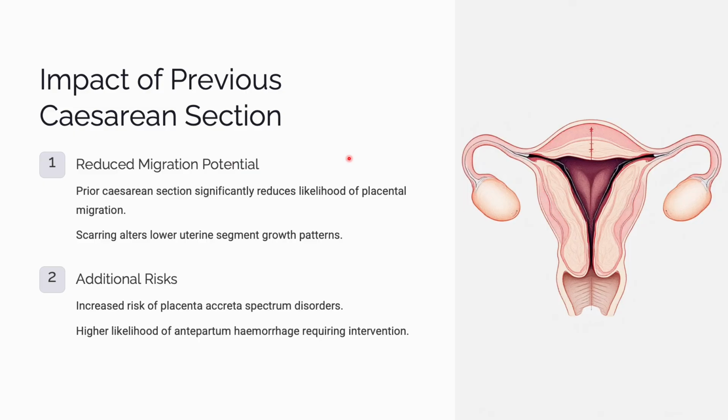Impact of previous cesarean section: obviously it reduces migration potential because of scarring, so the placenta cannot move effectively. An additional risk is that the placenta can attach more firmly because of disruption of the endometrial layer, and then it can attach into the myometrium, increasing the risk of placenta accreta spectrum. And obviously a higher chance of antepartum hemorrhage and postpartum hemorrhage.